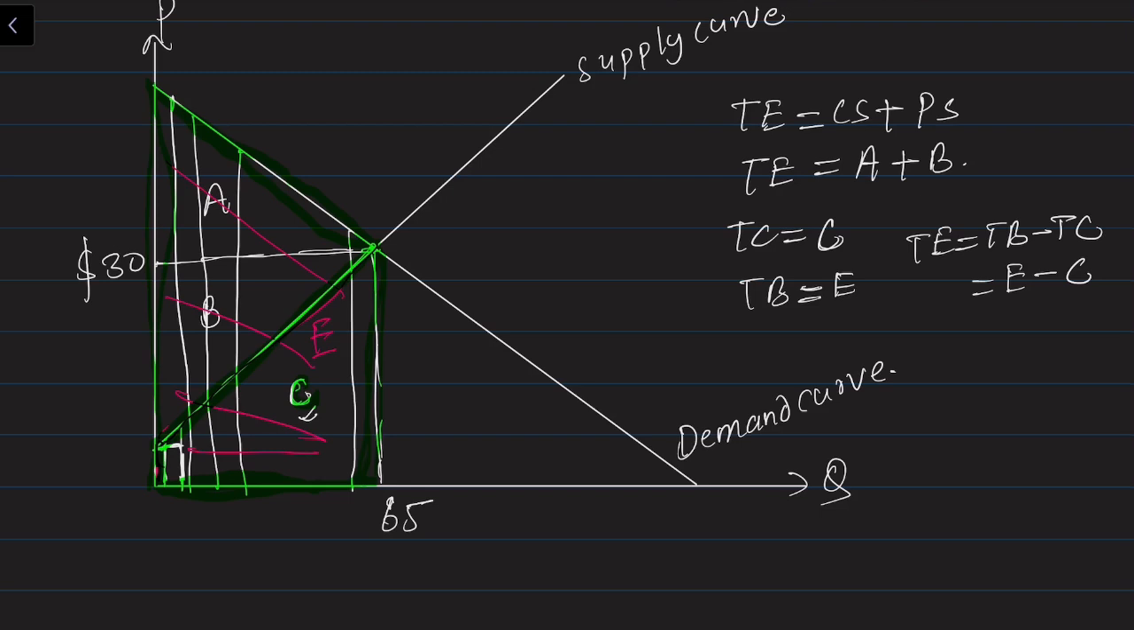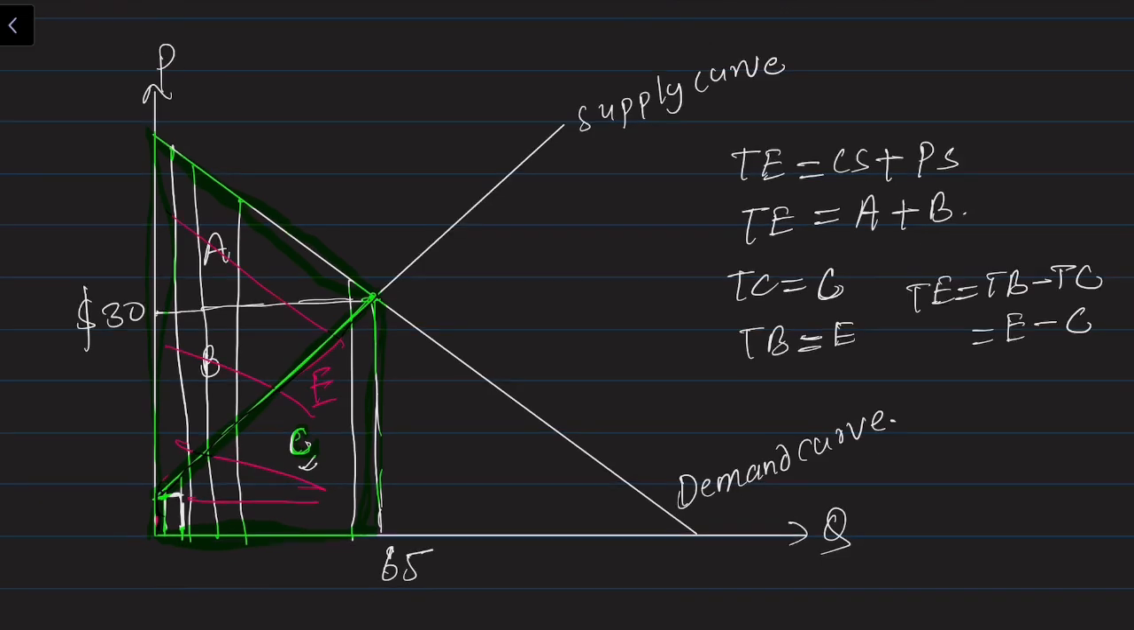So far we covered the consumer surplus, producer surplus, total economic surplus, total cost, and total benefit. So that's it for this video. In the next video we'll cover some other topics of microeconomics. Thank you so much for watching this video.